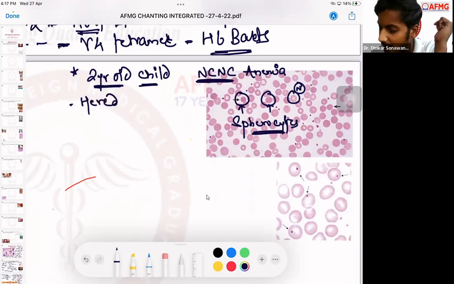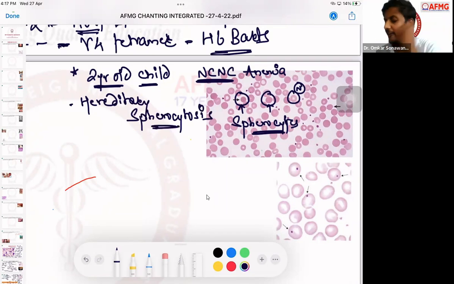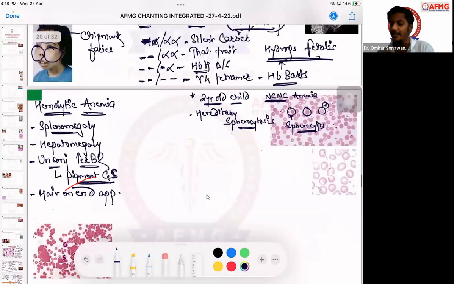So definitely here my diagnosis would be hereditary spherocytosis in the patient. As it is hemolytic anemia, apart from these peripheral blood smear findings, normocytic normochromic anemia, and the second feature, spherocytes, the patient will also have features of hemolytic anemia: unconjugated jaundice, hepatomegaly, splenomegaly, hair on end appearance, pigment gallstones, all of these.